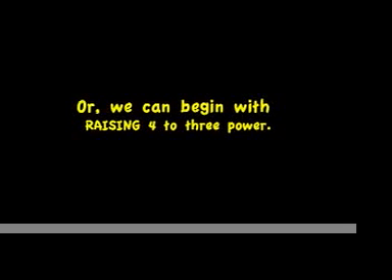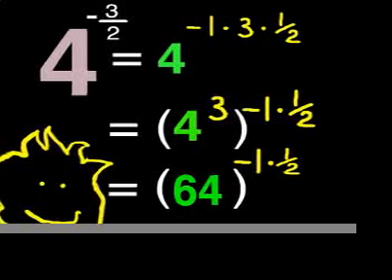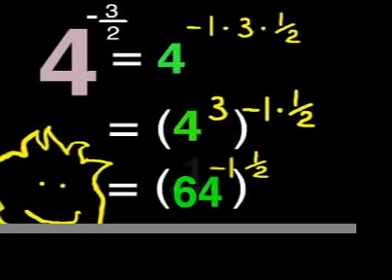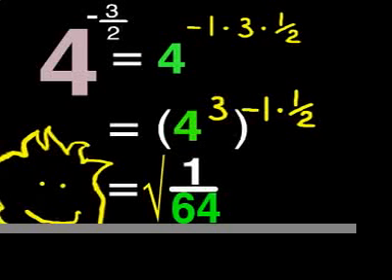Or we can begin with evaluating 4 to the 3 power. 4 to the 3 power is 64, and the reciprocal of 64 is 1 over 64. Then we do the square root.